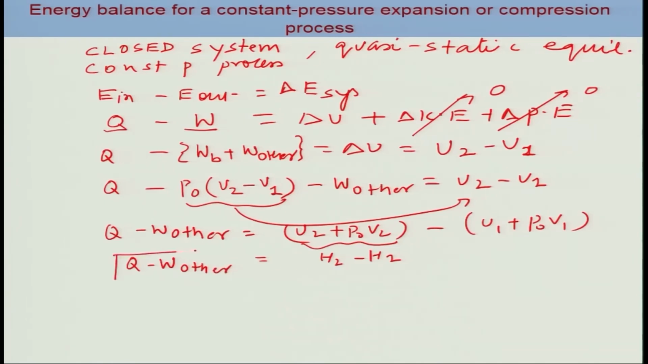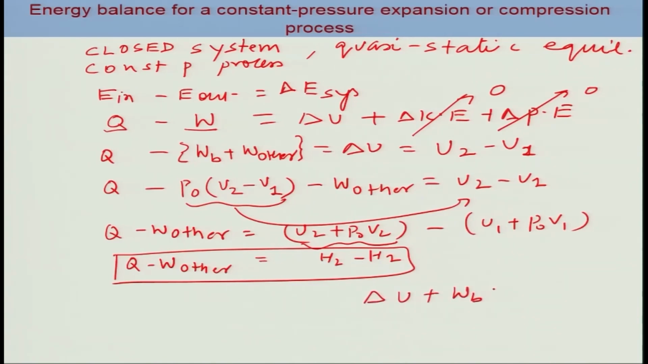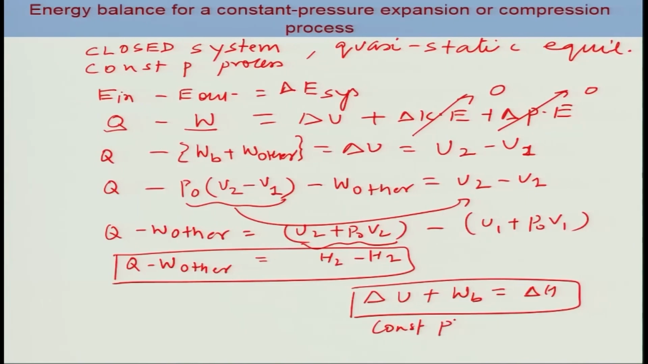So this is the energy balance expression for the case of constant pressure expansion or compression of the system, and in this case your delta U plus boundary work is going to be the change in enthalpy of the system. So this is only true for a constant pressure expansion or compression process. So now let's make use of this analysis and solve certain problems.